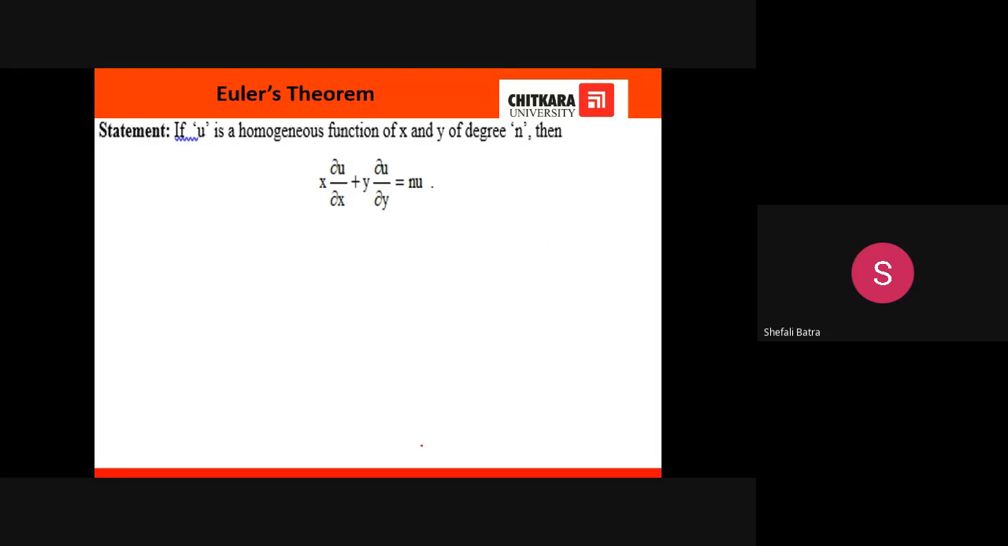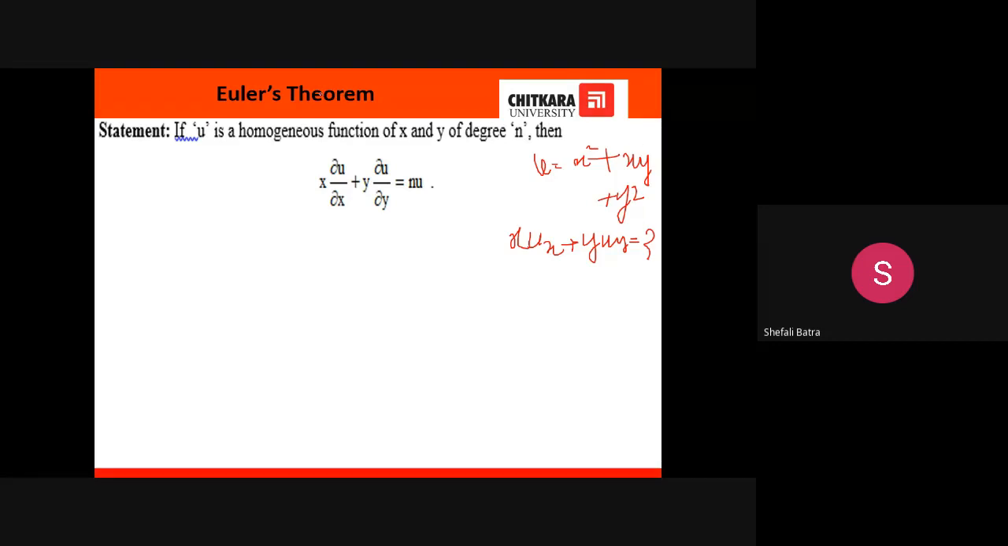Now, Euler's theorem. Why do we need Euler's theorem? If I'm giving you any function, let's say u is equal to x square plus xy plus y square, and I'm asking you to evaluate x into ux plus y into uy. So what will you do? The function u is given to you. You can find ux as well as uy, and then you will multiply ux with x and uy with y, and then you can give me the answer.